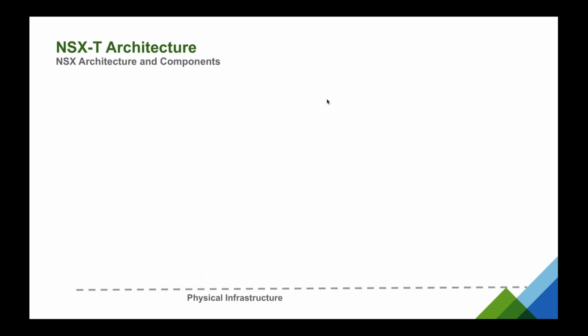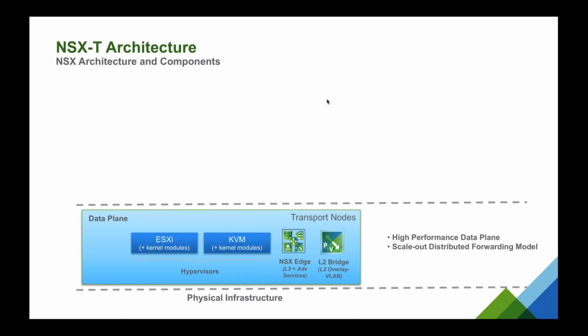So NSX-T is composed of, first and foremost, the transport side, so the data path or the data plane. Here we're talking about kernel modules for ESXi and for KVM, or Linux OSs to be more specific. On ESXi, we are using the vSwitch that we also use for NSX-V. So it's the VDS plus specific kernel modules that we have for NSX-T. On the KVM side, we're using OVS.